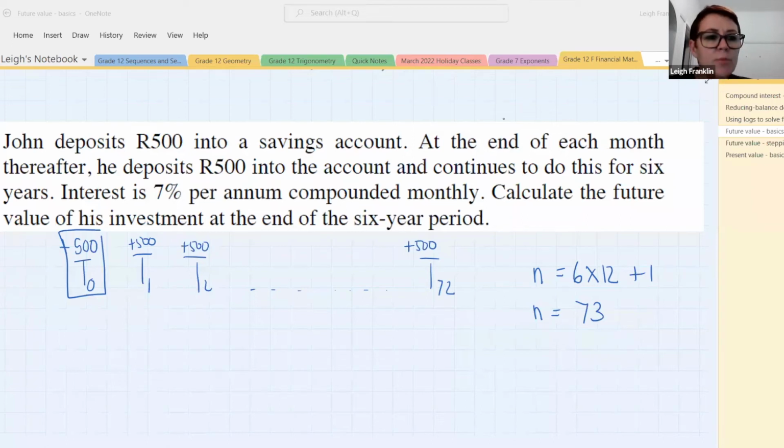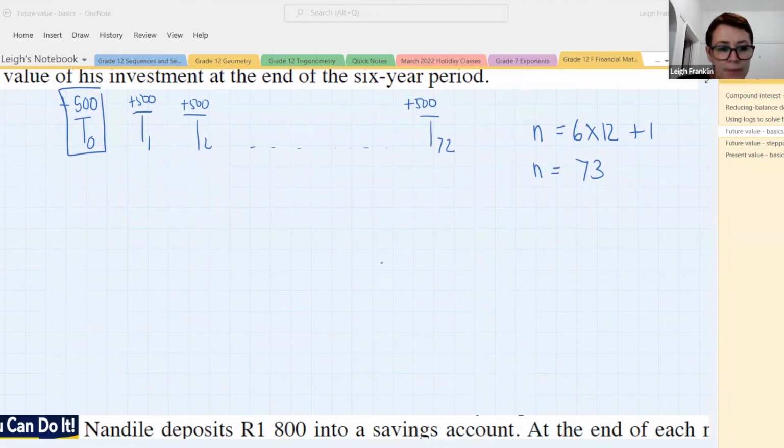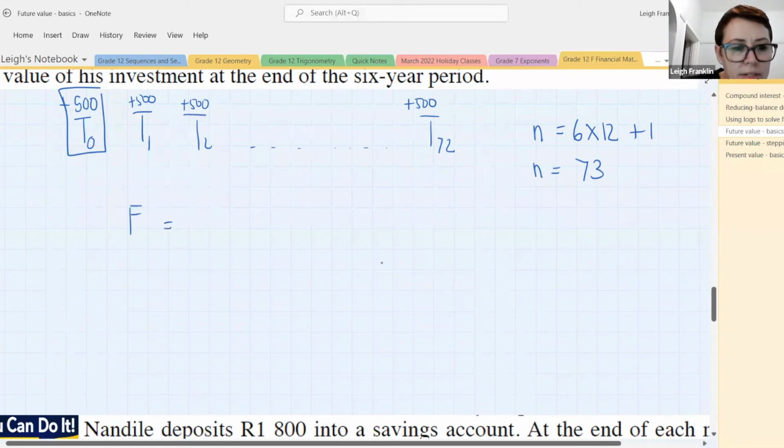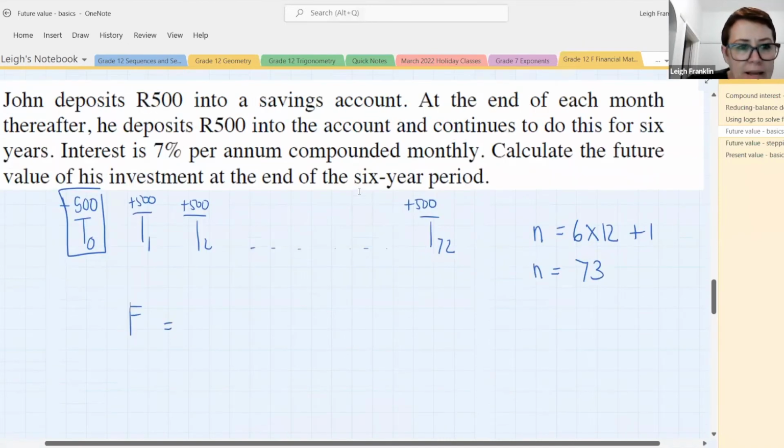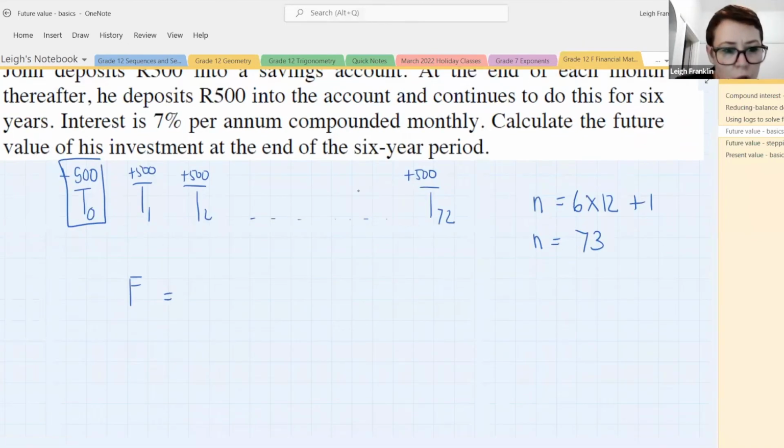Palesa, because it says he deposits 500 Rand into his savings account. At the end of every month thereafter, he deposits 500 Rand into the account and continues to do this for 6 years. That's why. So they're implying that there is an extra payment. You know what I think we need to do? I think we need to do one where there isn't an extra payment, and just have a look at the difference. But again, it's always about the language with these sorts of questions. Let's just do this one.